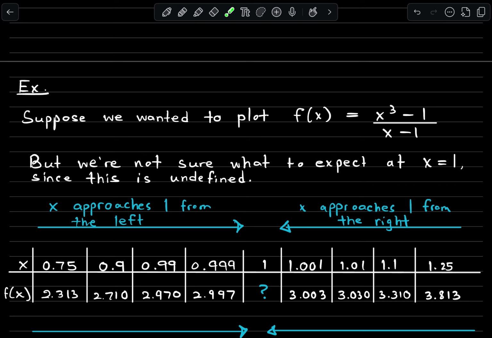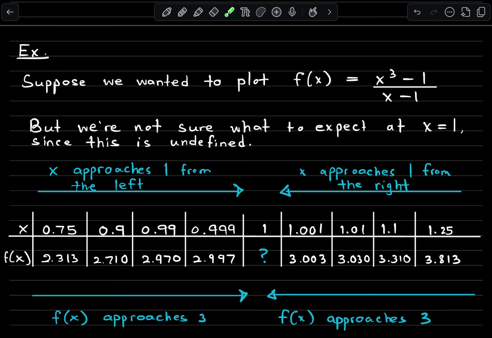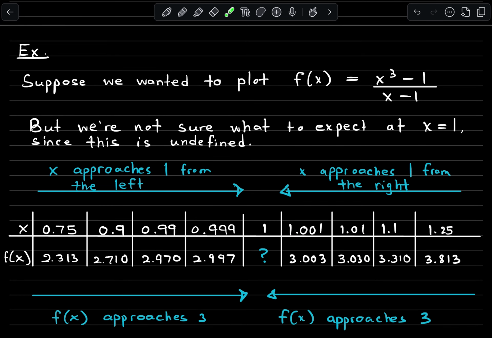Now, it seems that as x approaches 1 from the left, f of x seems to be getting closer and closer to 3. And we observe the same thing from the right side. I start out with 3.813, and as my x values are getting closer to 1, my y values are dropping. They're getting closer and closer to 3 as well. So it looks like no matter what side we approach 1 from with x, f of x is going to approach 3.